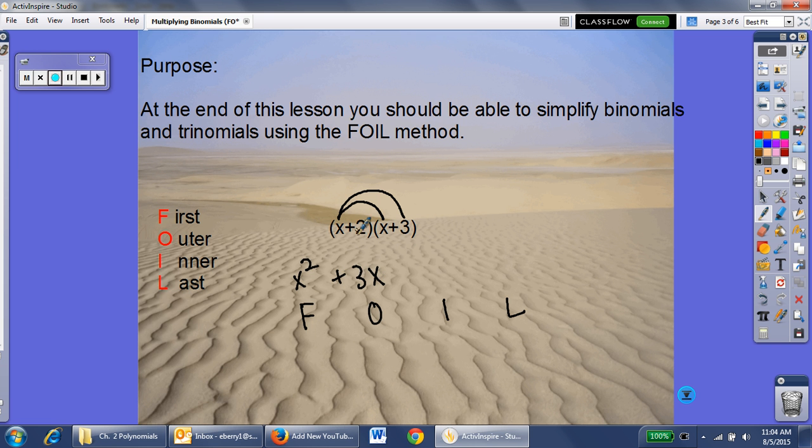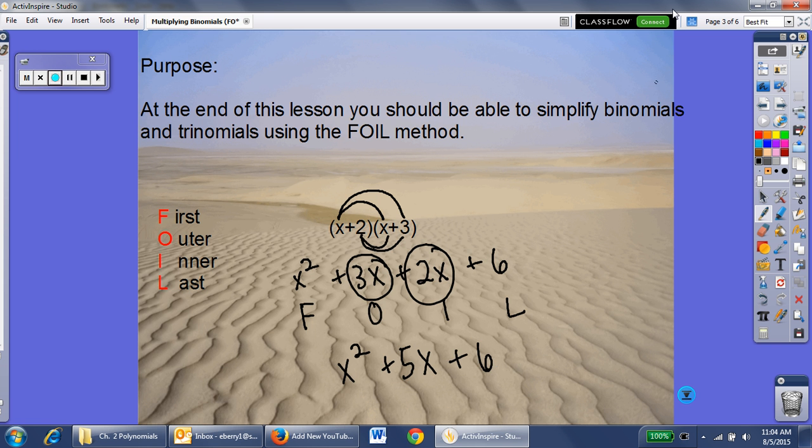Inner terms would be the inner terms of the parentheses, so 2 and x, which would give you 2x. And the last terms in each set of parentheses would be this 2 and this 3. So 2 times 3 gives you 6. And you just combine your like terms. So our like terms here would be 3x and 2x, which gives you 5x. And you just write the remaining pieces.